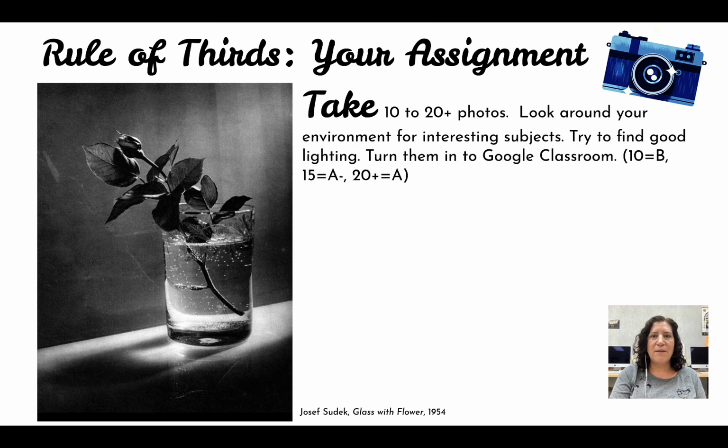So here's your assignment. You're going to take 10 to 20 or more photos. Look around your environment for interesting subjects. Try to find good lighting. Again, great lighting makes great photographs. Look for interesting light and shadows. And you'll turn them into Google Classroom. Remember, about 10 will get you a B, 15 an A-, and 20 or more an A.